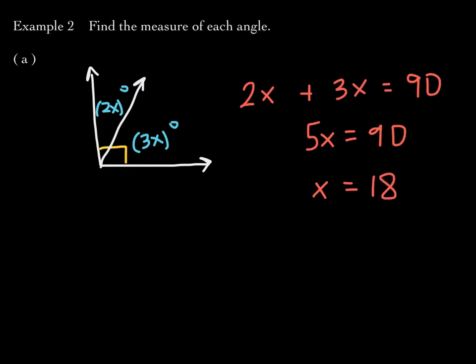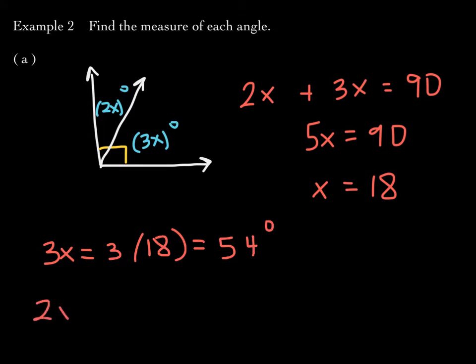Now, I'm not done because they asked me to find the measure of each angle. So find the measure of this angle, which is 3x degrees, and this angle, which is 2x degrees. Now that I know what x is, I can figure out that 3x is equal to 3 times 18, which is 54. Let's not forget the units, 54 degrees. Now 2x is going to be 2 times 18, which is 36. Don't forget the unit, 36 degrees.